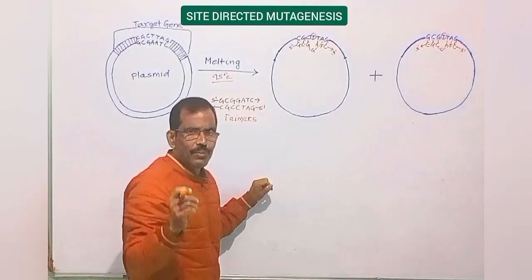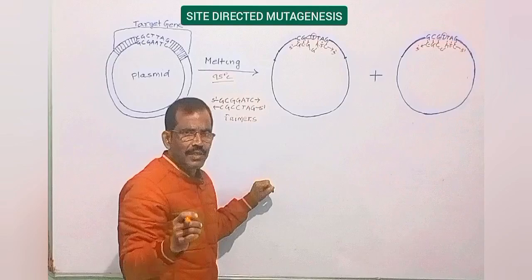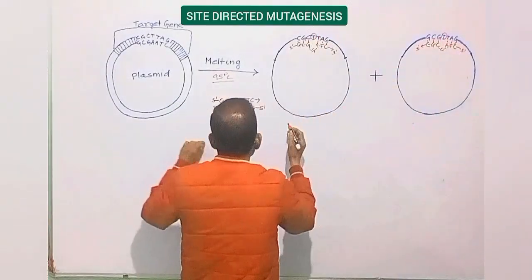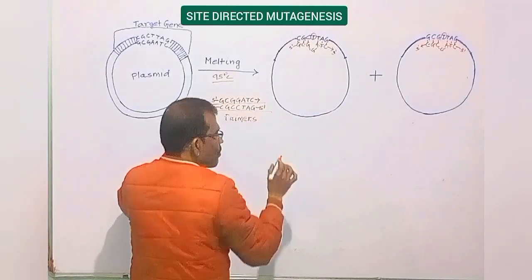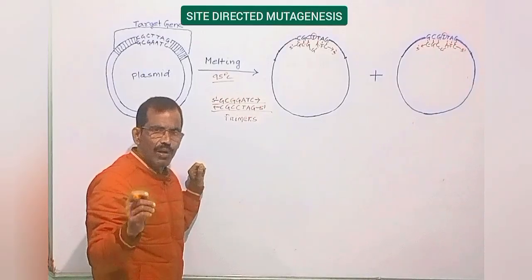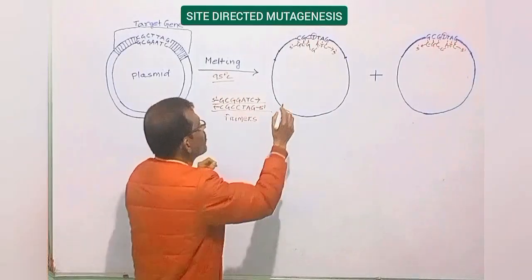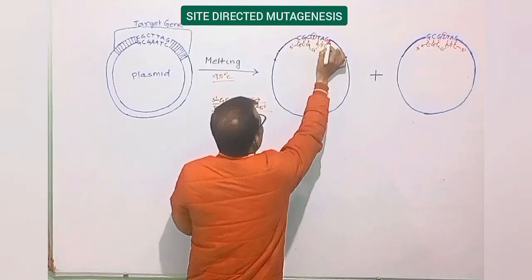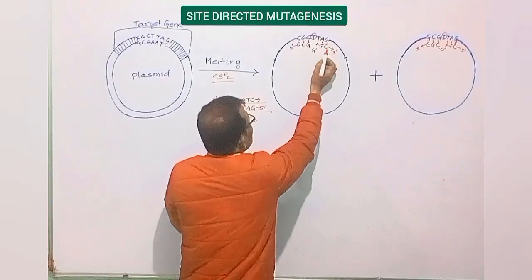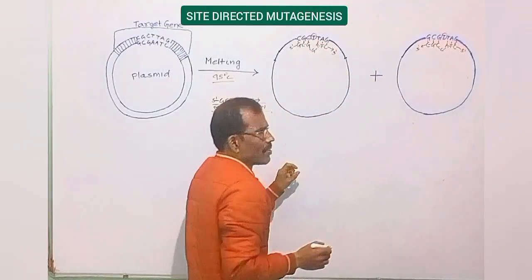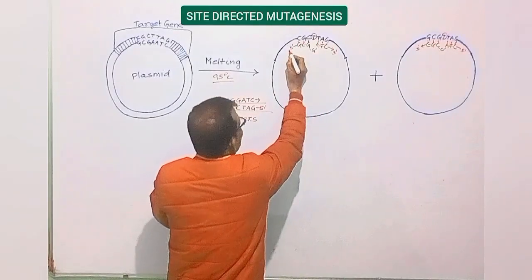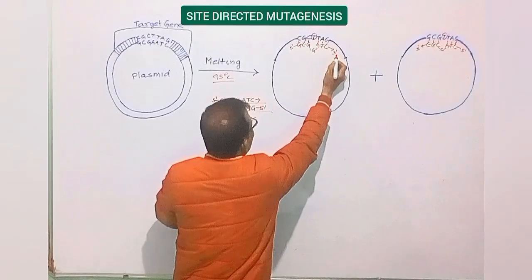In site-directed mutagenesis, we are incorporating the targeted mutation into the specific gene by using a pair of oligonucleotide primers which are between 20 and 45 nucleotides long. This primer should be complementary to the DNA sequence around the point of mutation so that it can hybridize with the DNA sequence. In this case, this is the sequence of the primer. This is the 5' end and that is the 3' end.